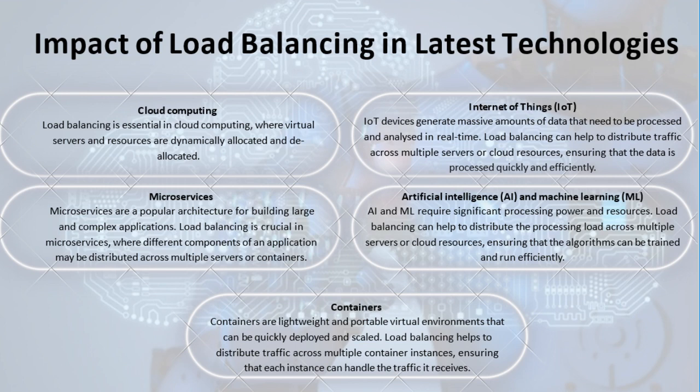Microservices are a popular architecture for building large and complex applications. Load balancing is crucial in microservices, where different components of an application may be distributed across multiple servers or containers. Fourth one is artificial intelligence and machine learning. AI and ML require significant processing power and resources. Load balancing can help to distribute the processing load across multiple servers or cloud resources, ensuring that the algorithms can be trained and run efficiently.